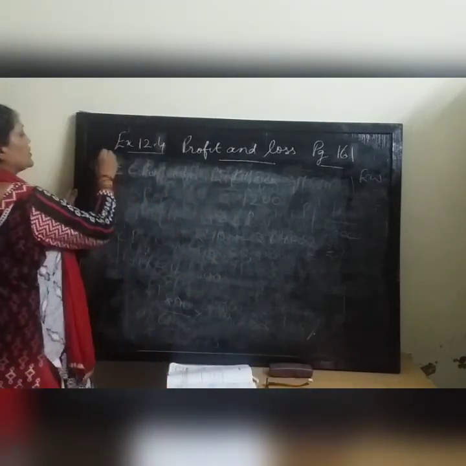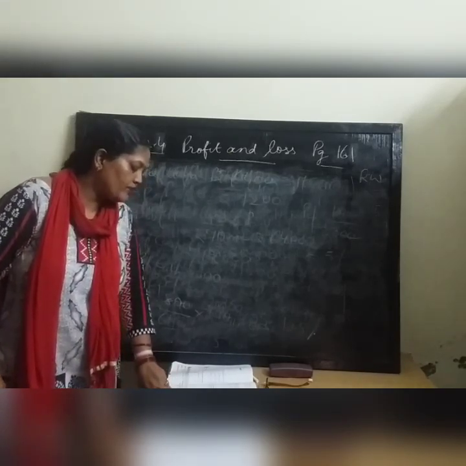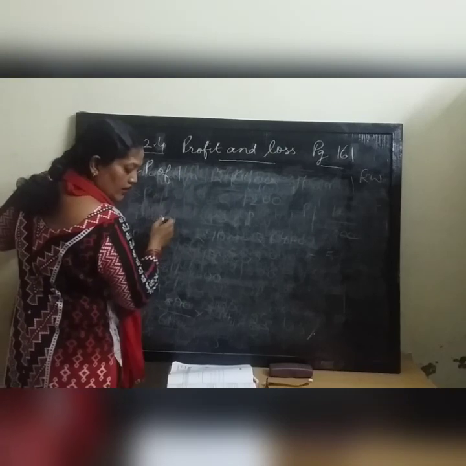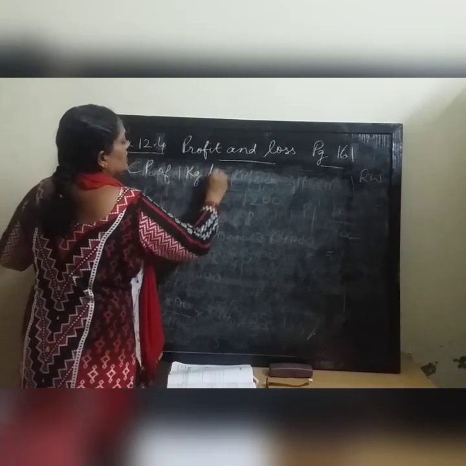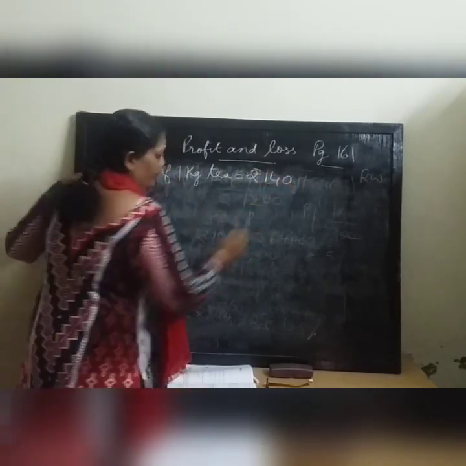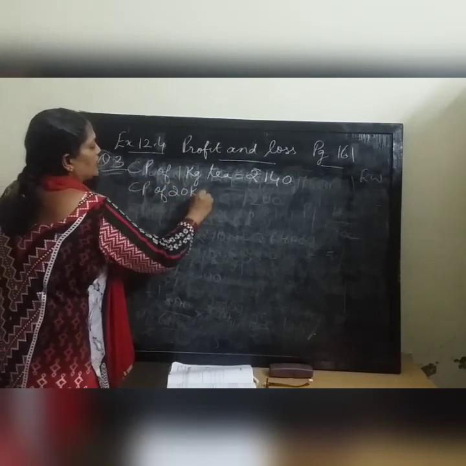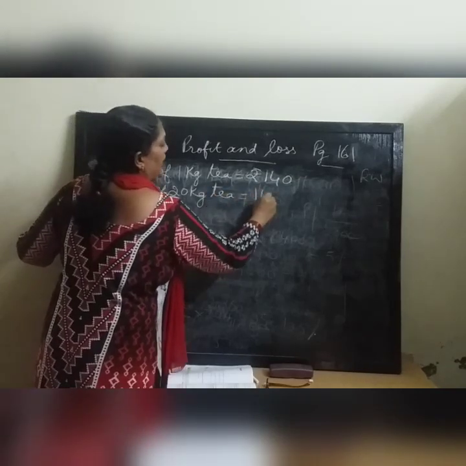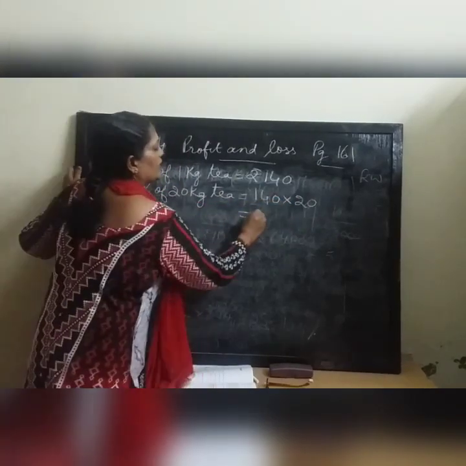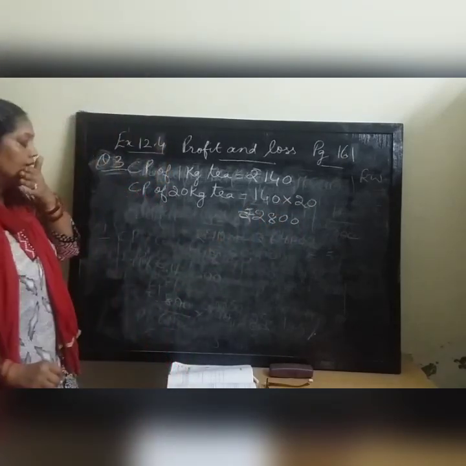Take out the third question, students. Shopkeeper bought 20 kg of tea at rupees 140 per kg. That means per means 1. Cost price of 1 kg tea. How much is the cost price of 1 kg tea? Rupees 140. How many kg did he buy? He bought 20 kg. So cost price of 20 kg tea, we have to multiply 140 into 20. See the multiplication. 14 twos are 28. How many zeros at the back? 2 zeros. So that is rupees 2,800.